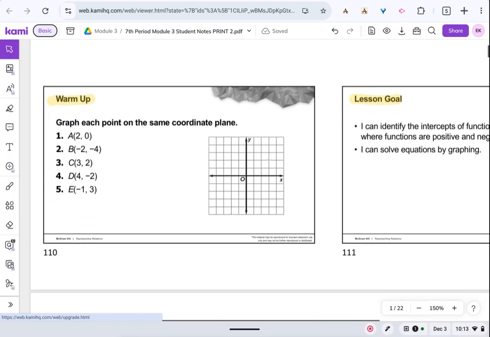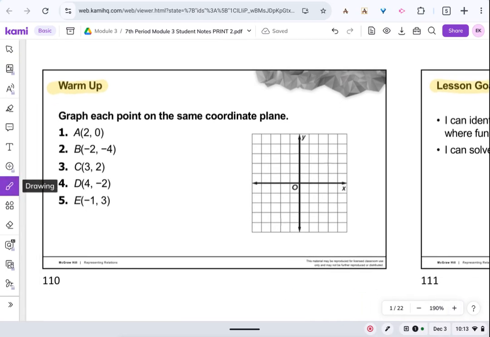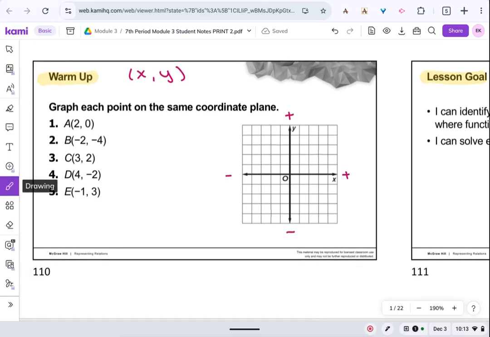So our warm-up here, I do want you to try, is graphing each point on the coordinate plane. We've practiced this a little bit, but just as a reminder, when we plot our points, it's x first, then y. Our x positives are to the right, our x negatives are to the left, our y positives are up, and then our y negatives are down. So this first point, A, is at 2, 0. So the 2 is positive, so I'm going to go from my middle spot, I'm going to go right 2 and up 0 because it's not moving. So point A would be right about here, and I'm just going to label it A.